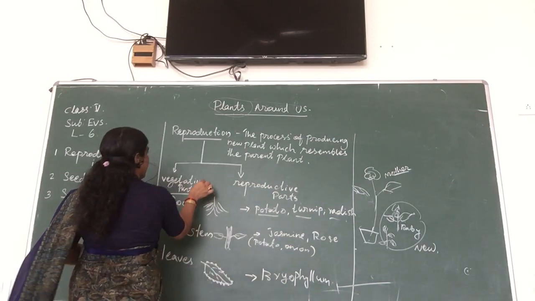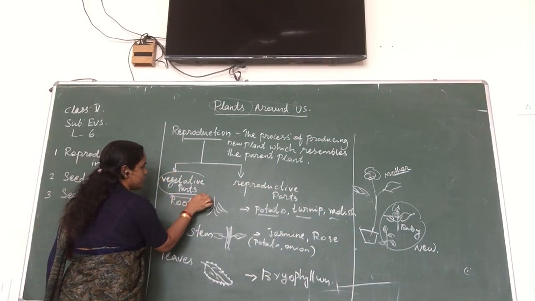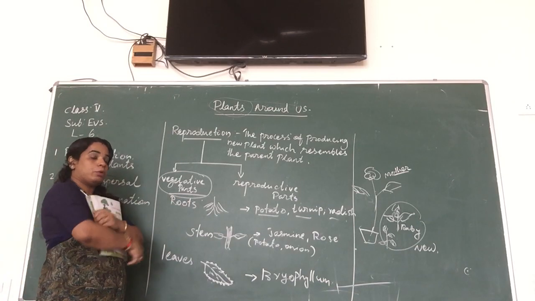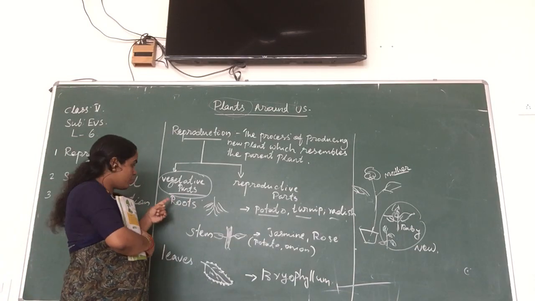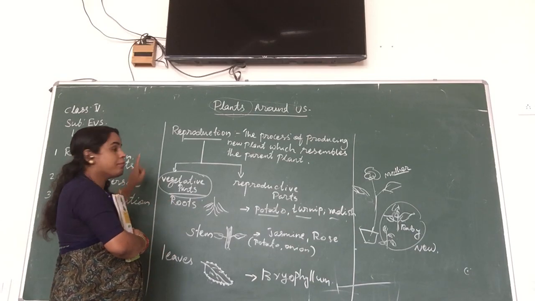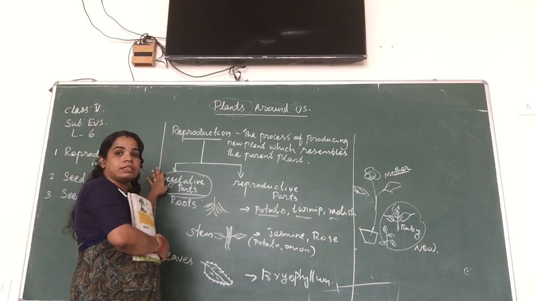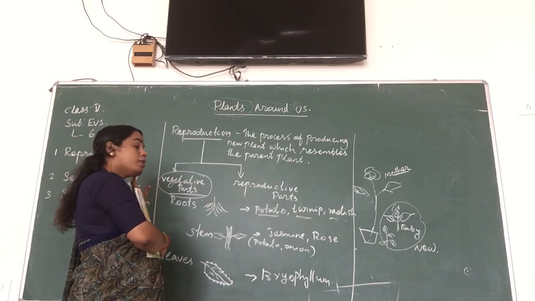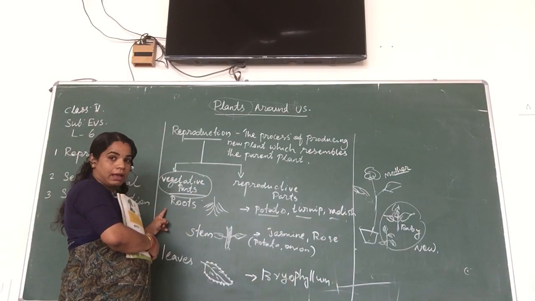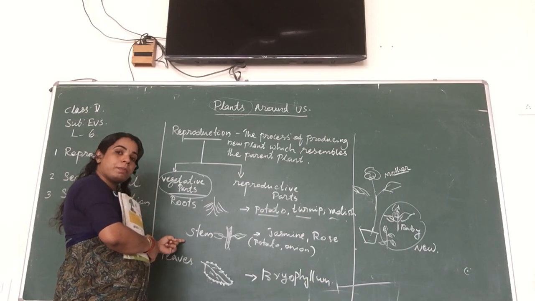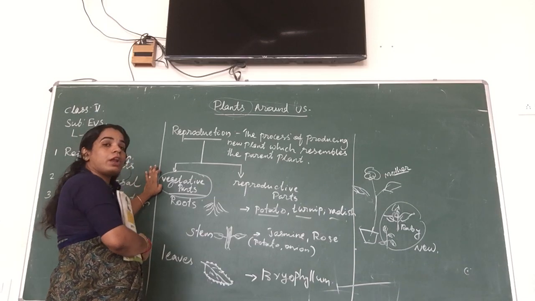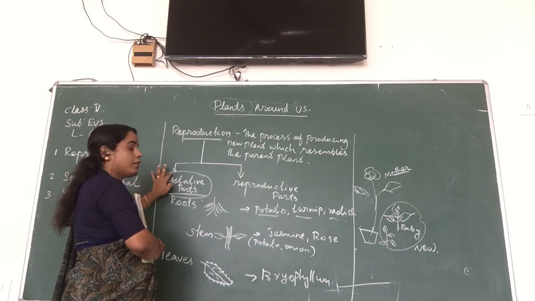First is reproduction from the vegetative part. A new plant produced from the roots, stem or leaves is known as reproduction from the vegetative parts. What is it? A new plant produced from the roots of a plant, or a stem of a plant, or a leaf of the plant is known as reproduction from the vegetative part.